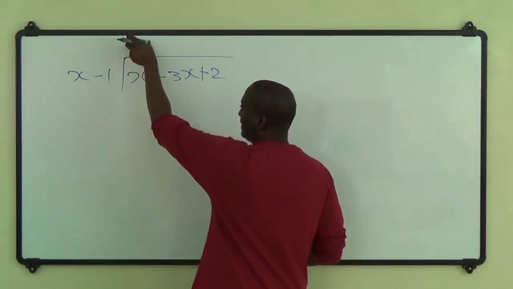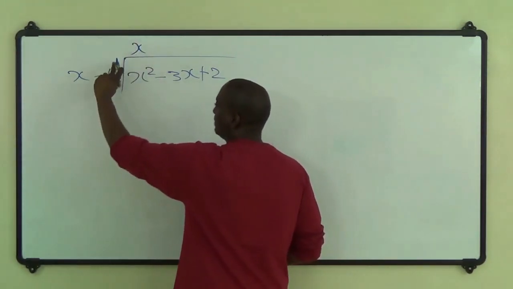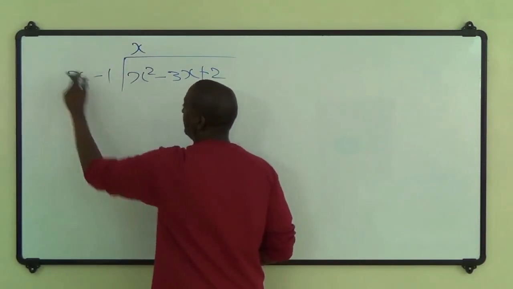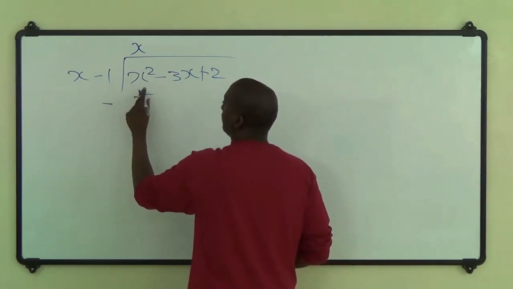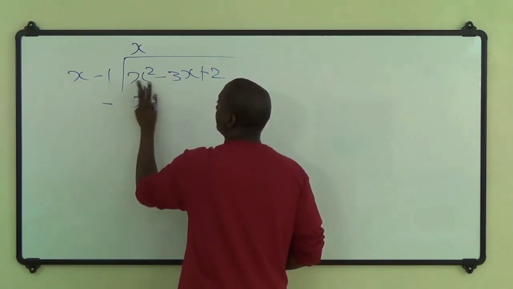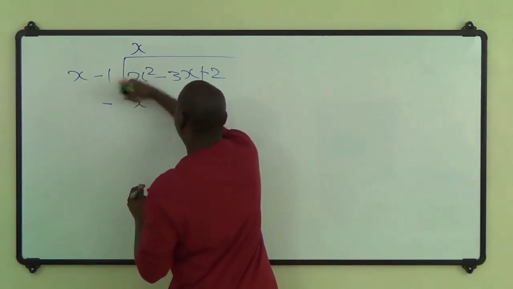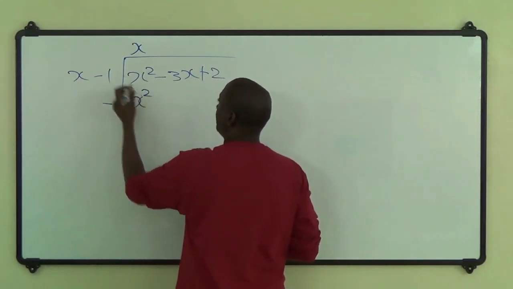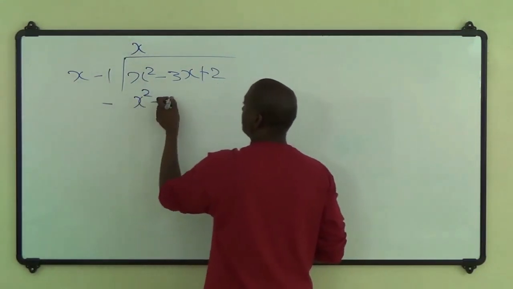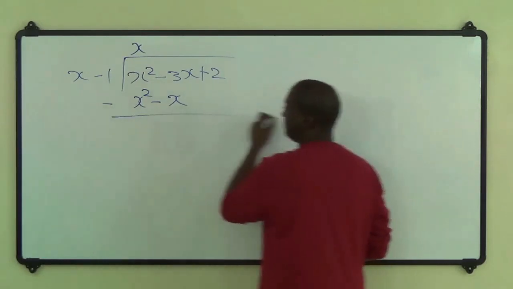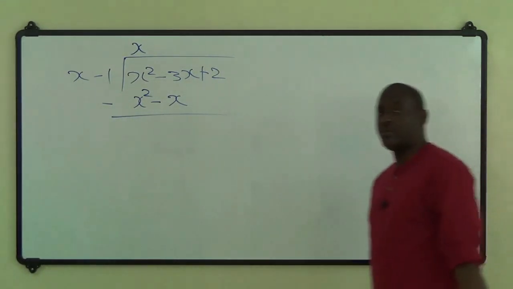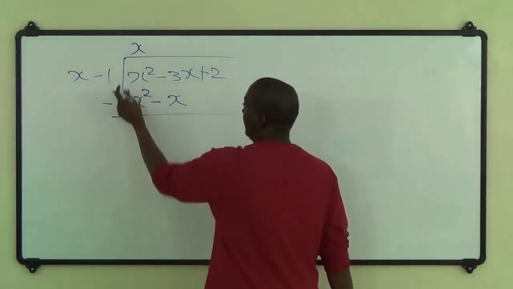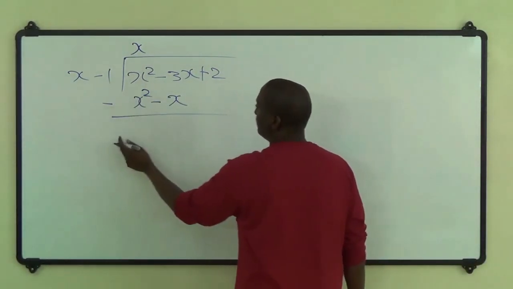So x squared divided by x will give an x on top here. And then you take the x on top here and multiply by the whole expression here. So x by x is x squared, and x by minus 1 is minus x. Just like we would do with regular numbers, we subtract. x squared minus x squared is 0, so we leave it out.